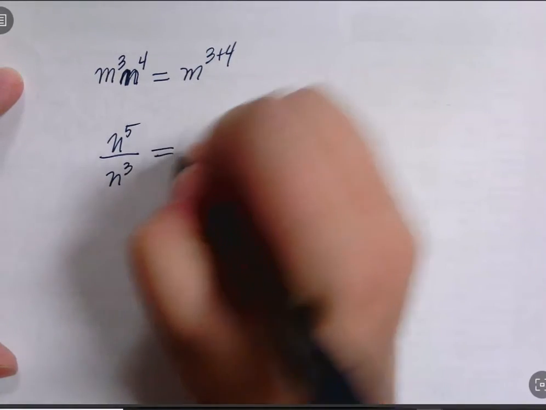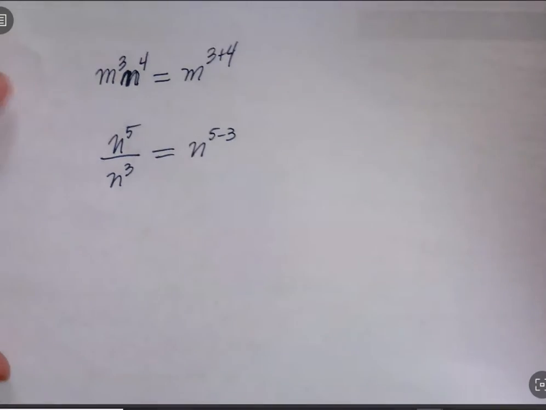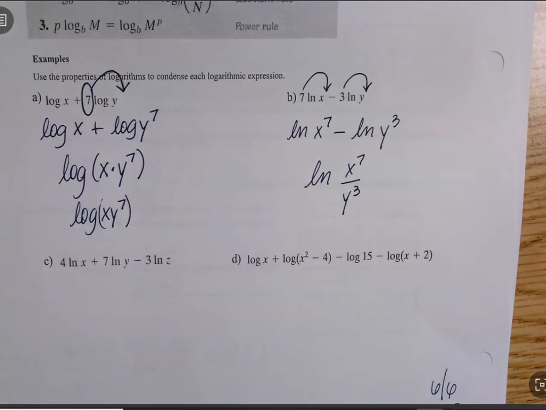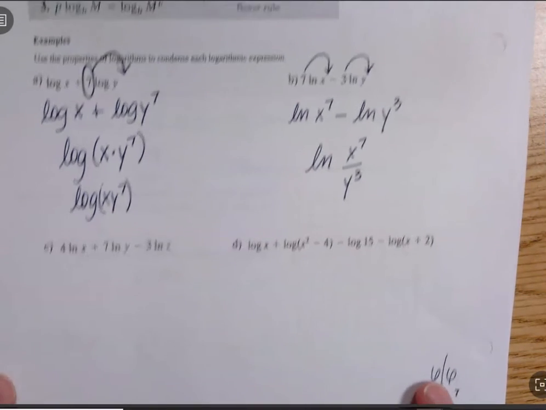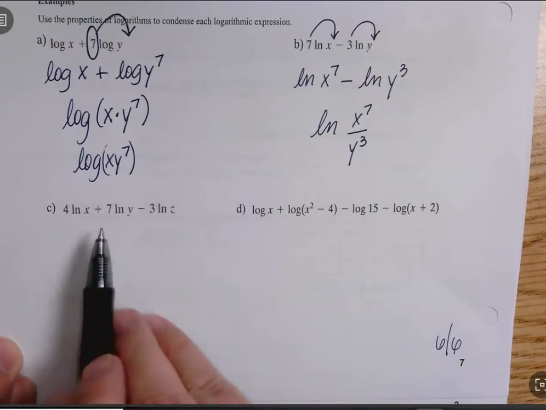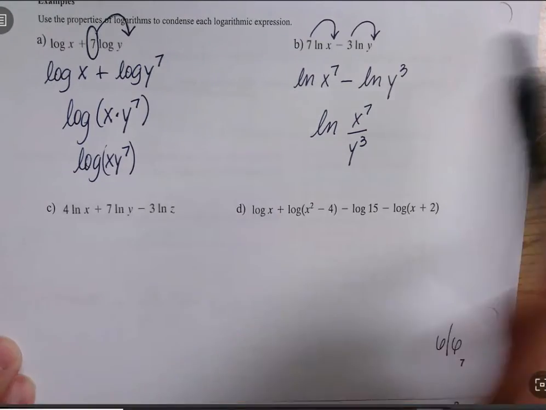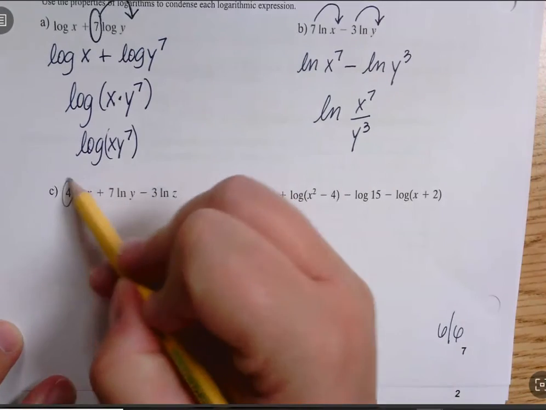Division becomes subtraction. So it's related. That's why that's true. Okay, it doesn't look exactly the same because it's a different scenario. Next up, we have numbers on front. Those are always going to be the first thing we deal with.